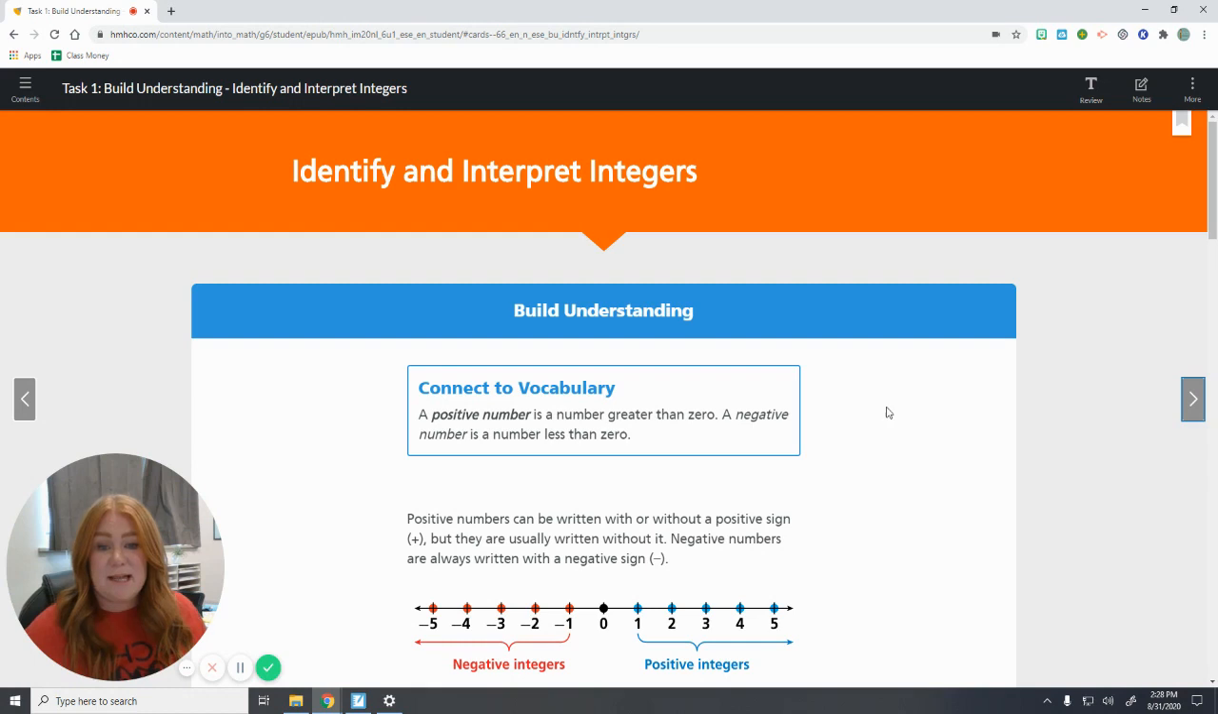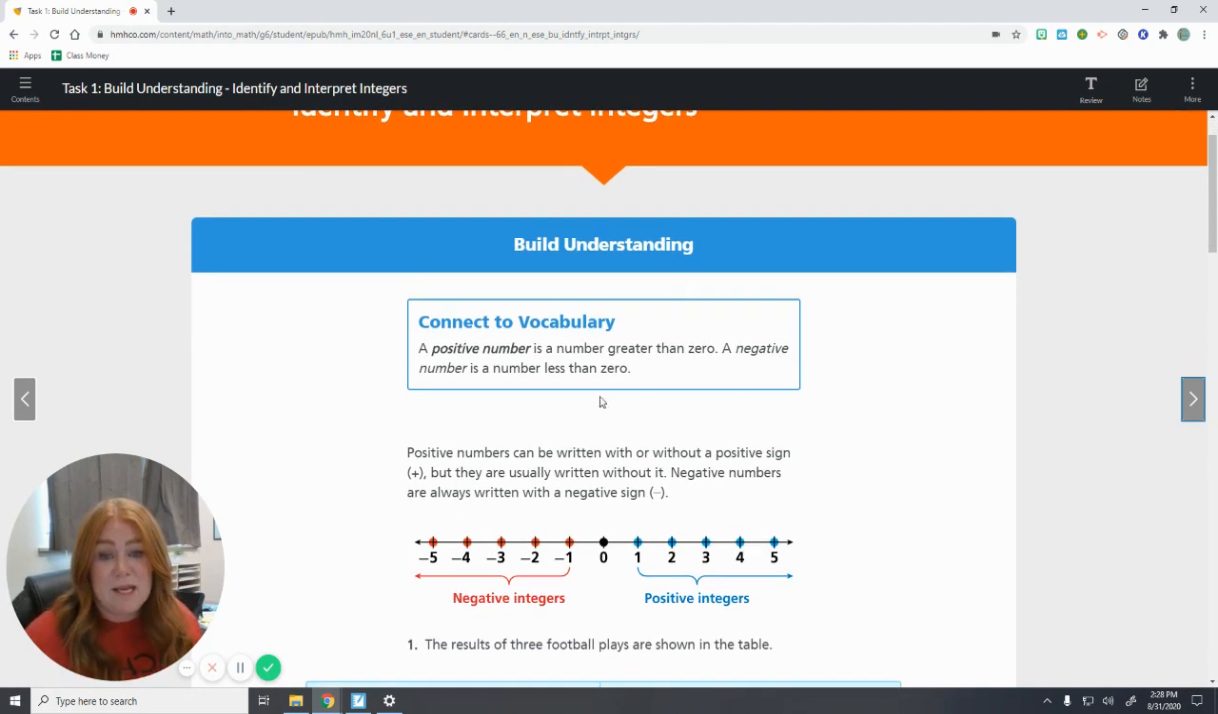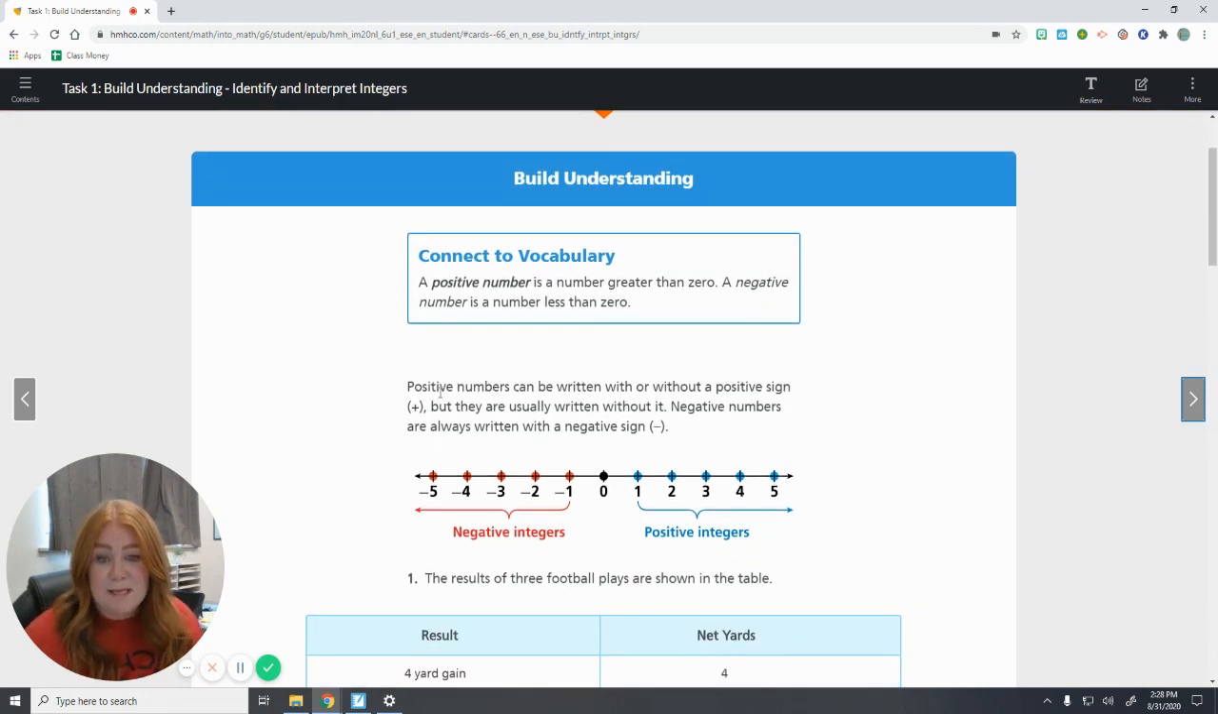In today's lesson, we're going to dig deeper with those positive and negative numbers. It's important to remember that a positive number is going to be greater than 0, and a negative number is less than 0. This is an important fact right here. Just like English has capitals at the beginning and periods at the end, mathematical language also has punctuation marks that we need to pay attention to.